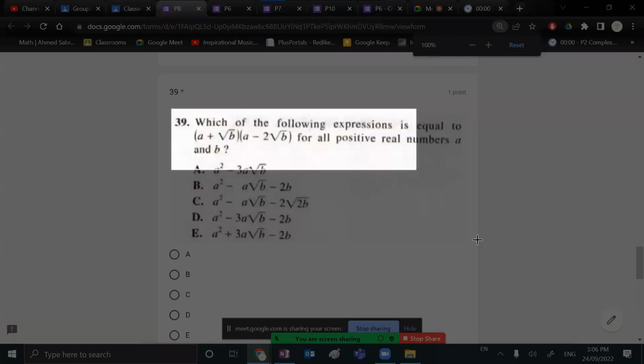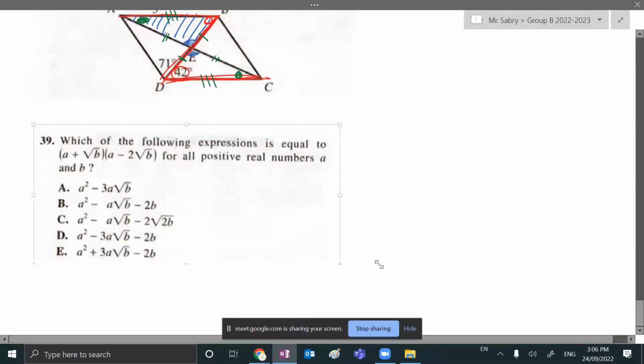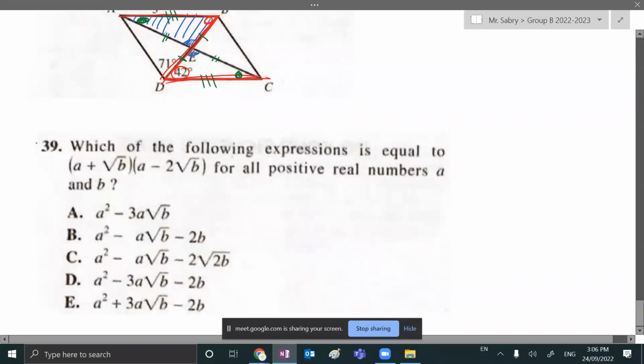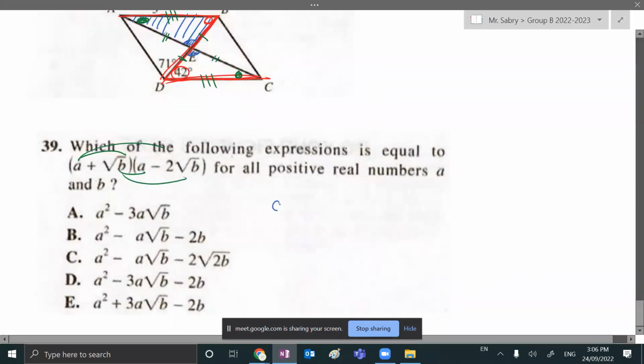Which of the following expressions is equal to this? You have two brackets that are multiplied by each other. They have radicals, they have A and B and so on. Now, when we multiply two brackets, in any case, we just distribute. And that's what we're going to do. So A times A would become just A squared.